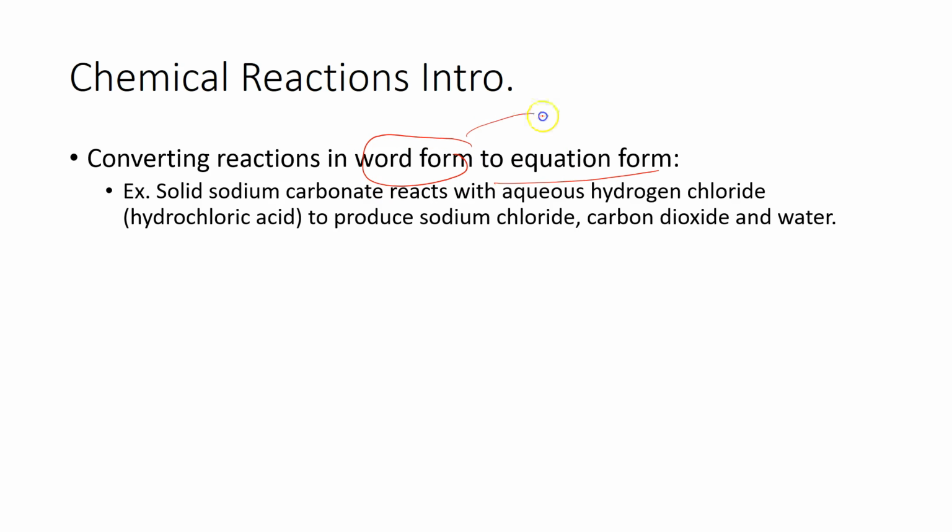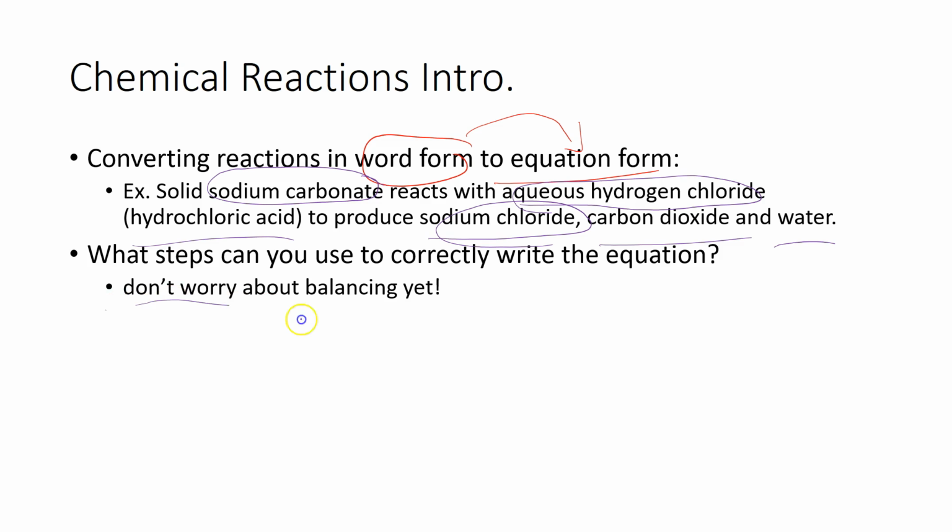okay? And one of the things we'll learn to do is predict products anyways, but for now, we want to be able to write this out. So what steps can you use to correctly write the equation? And again, we're not worried about balancing just yet. All right? So what we have here is compounds that we're starting with.